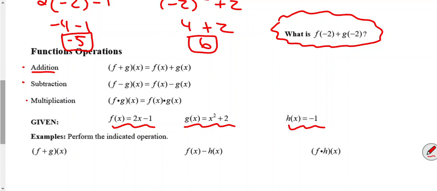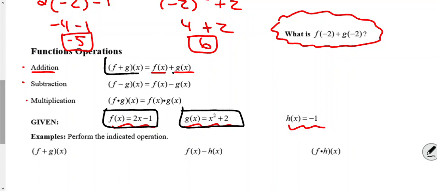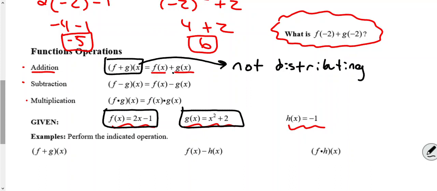So up here with addition, let's look at the right side of this equation here. f of x plus g of x. Well, that means I'm taking this function, f of x, and adding it to this function, g of x. Okay? This notation means exactly the same thing as this notation. Be careful with this. You're not distributing x, okay, when performing the operation.